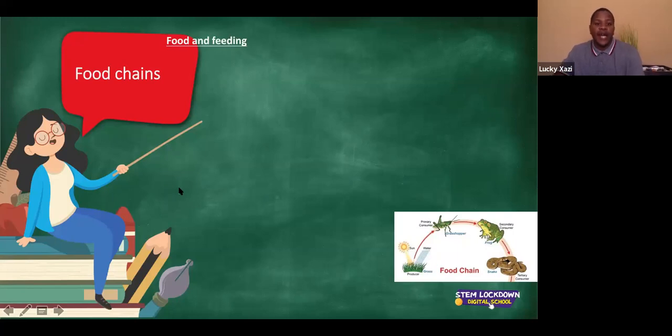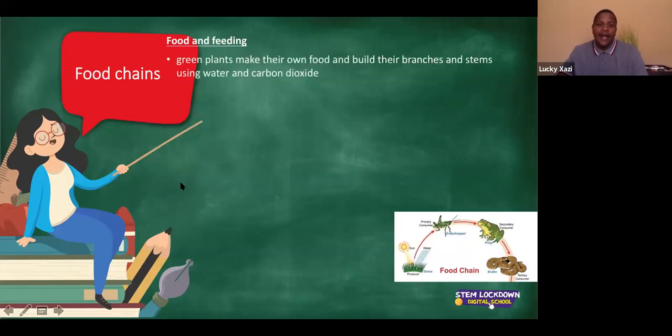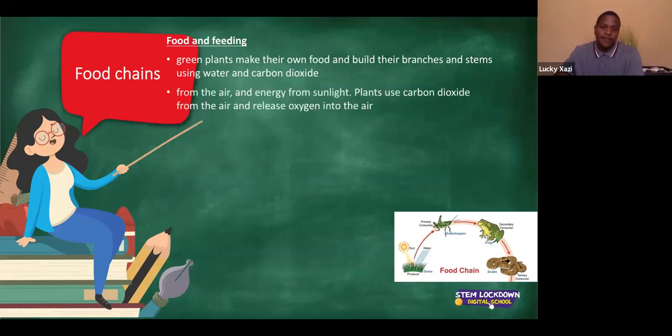Okay, food chain and feeding. Green plants make their own food and build their branches and stems using water and carbon dioxide from the air and energy from sunlight. Plants use carbon dioxide from the air and release oxygen into the air. It's quite tricky, but I hope you guys understand.